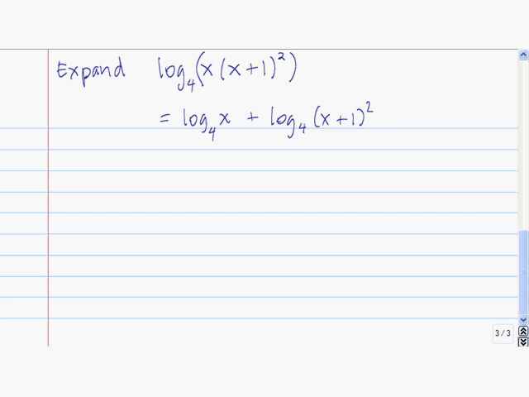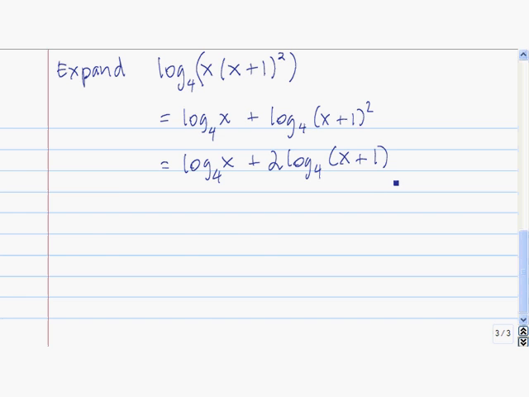Now we take care of any exponents. 2 here is an exponent, and so we can bring it down front by property 4. So we get log base 4 of x plus 2 log base 4 of x plus 1. So it's completely expanded now. We can't use any more properties to rewrite it.